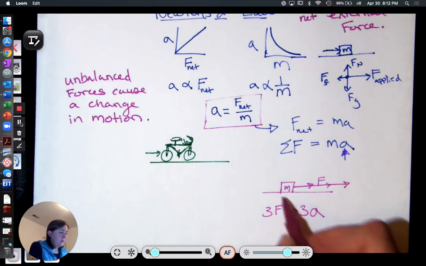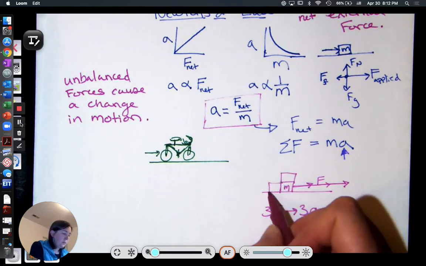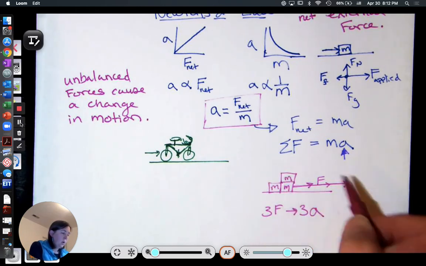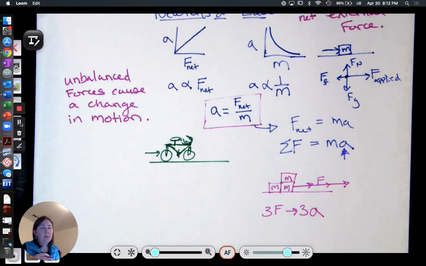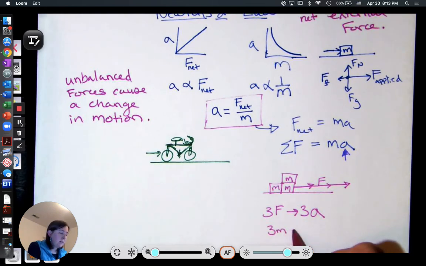But what happens if I took this mass and I made the mass of this object 3 times bigger? Well, just think of pushing a heavy person versus pushing a light person. You give them the same force. The heavy thing will not accelerate at the rate that the light thing will. And so if I have 3 times the mass, then my acceleration will be 1/3 of its original value.